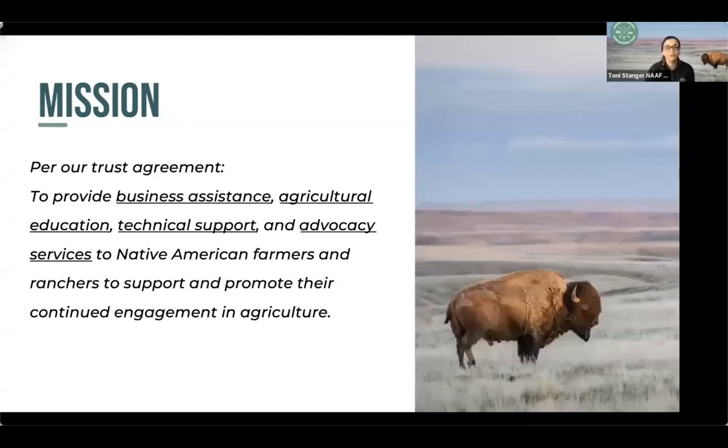The mission of NAAF is per our trust agreement, and our trust agreement was agreed upon by the courts, the original claimants, both the Department of Justice and the Department of Agriculture. The trust is our guiding document. This is what we have to abide by through NAAF's existence. And the mission in the trust agreement states that we must provide business assistance, agricultural education, technical support, and advocacy services to Native American farmers and ranchers to support and promote their continued engagement in agriculture.